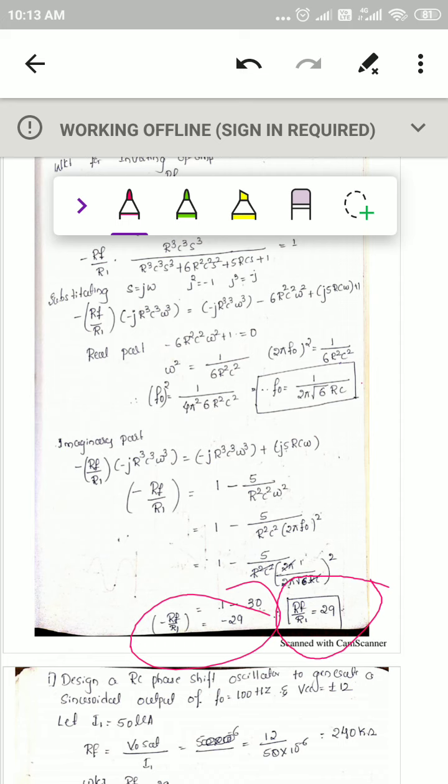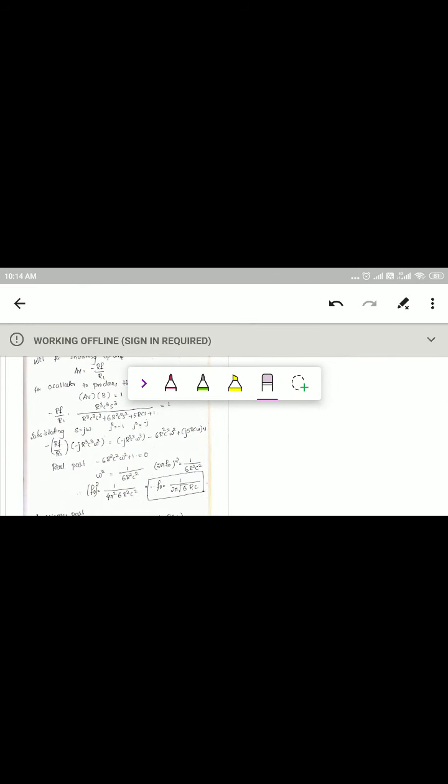This is the feedback gain of the RC phase shift oscillator, that is Rf divided by R1 is equal to 29. So in the exams you may get a question to prove that Rf divided by R1 is equal to 29, or you may also get a question like, with a neat sketch explain the working principle of RC phase shift oscillator and also derive the expressions for f0 and gain. In that case this is how you have to derive it. It is a somewhat lengthier derivation, and all the steps involved are clearly given. Just go on solving it step by step.